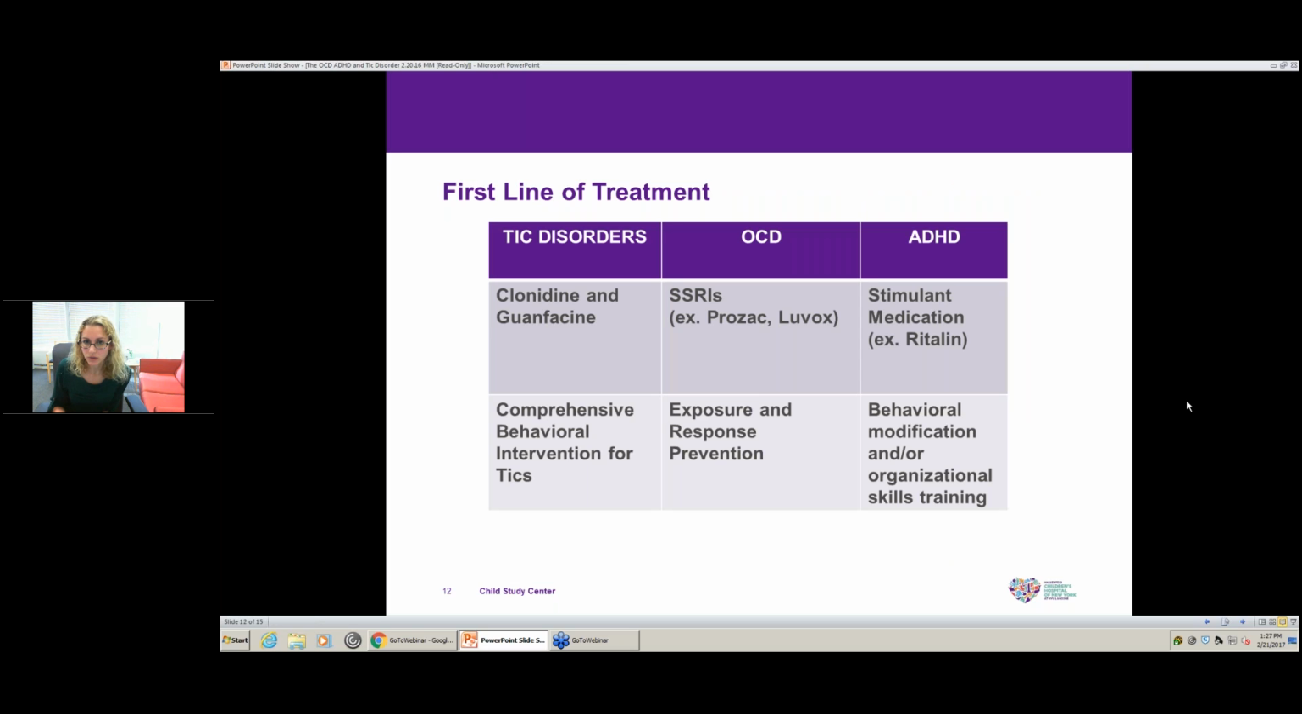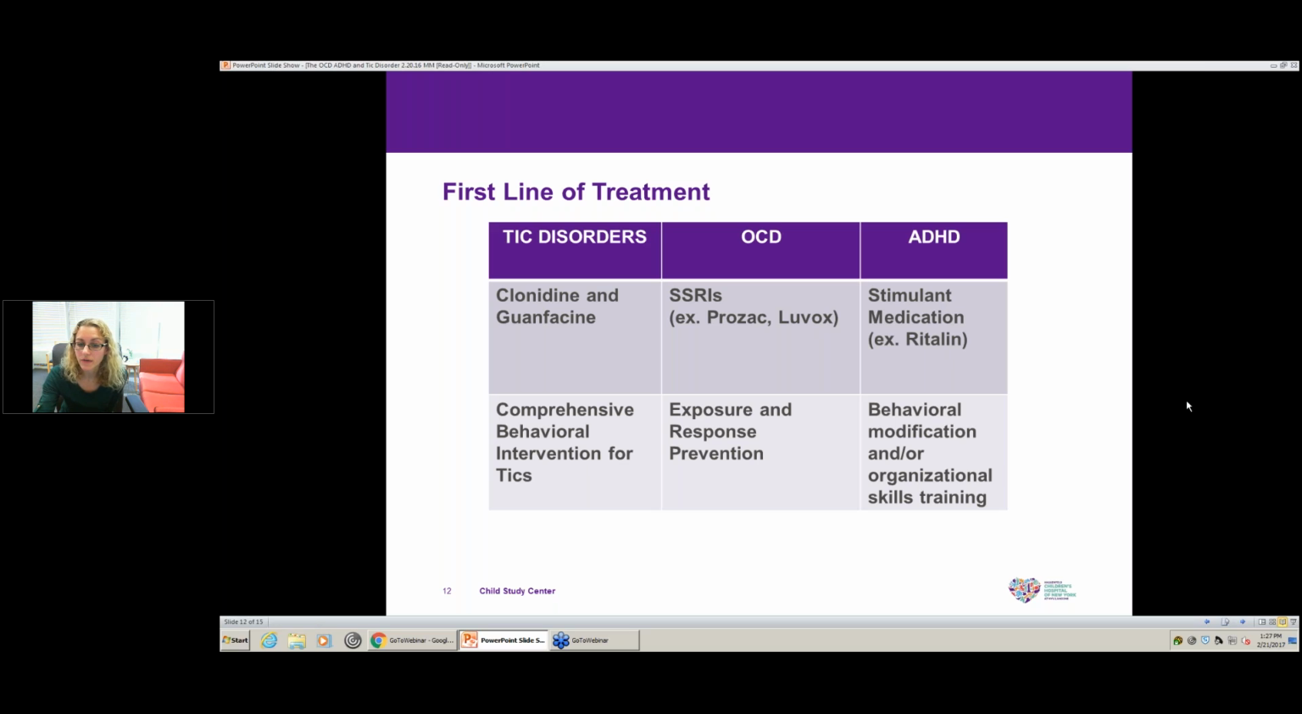And just to quickly review, as far as the first line of treatment, I just put up here for these disorders, if they're going in for tic disorders, psychiatrists typically prescribe the first medication, if they would prescribe one, to reduce the tics. And you also want to keep in mind that these medications don't take away the tics. They only take them away for the time they're on the medication. As soon as they're off the medication, the tics will come back again.